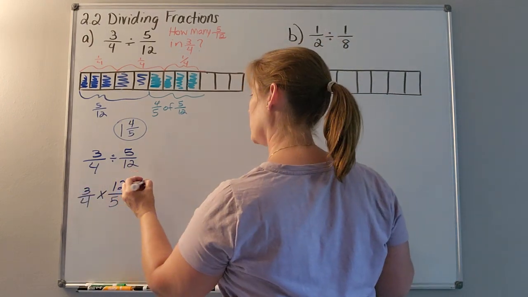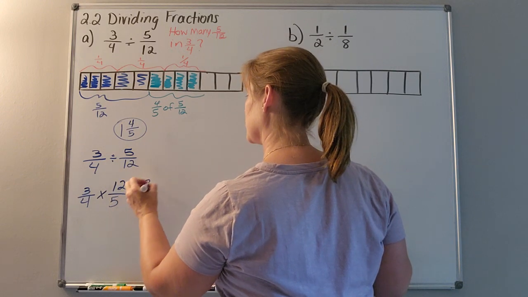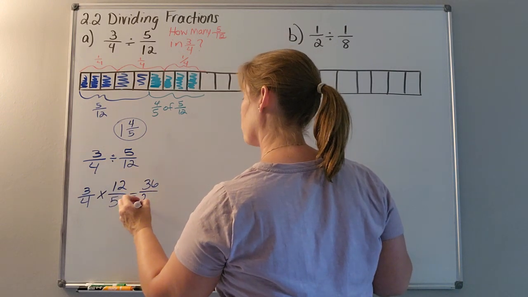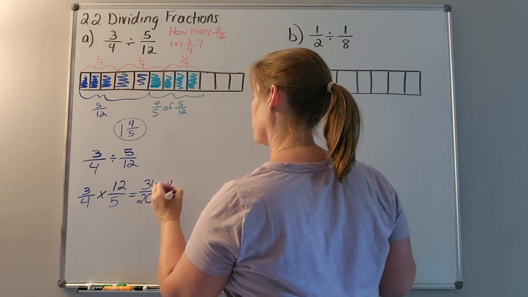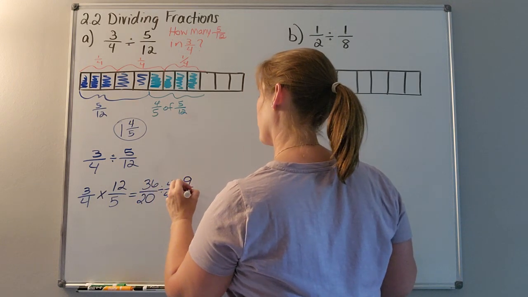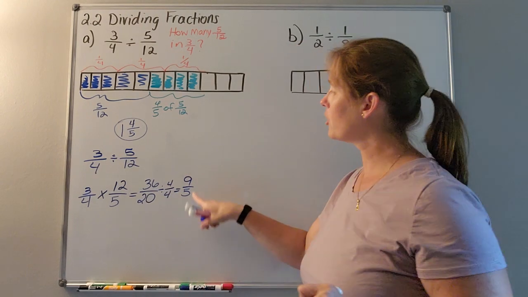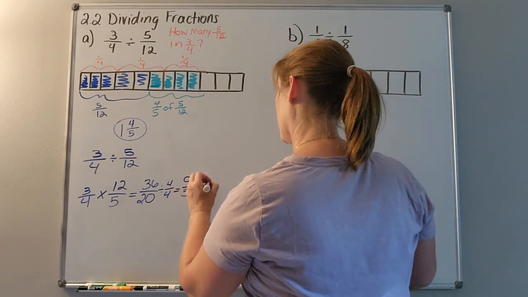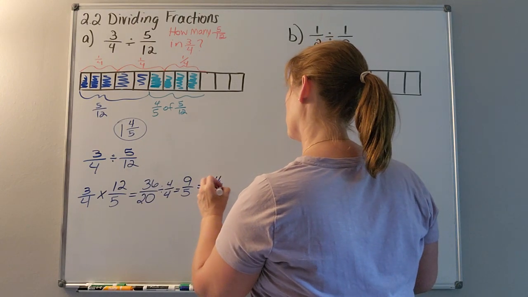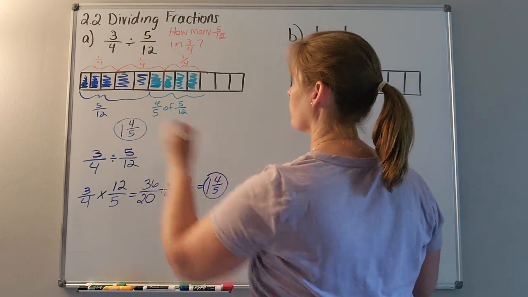12 times 3, or 3 times 12, is 36. 4 times 5 is 20. Let's reduce. 4 goes into both, so we have 9/5. How many groups of 5 are there in 9? That's right, there's 1. And how many are left over? 4. Look at that, 1 and 4/5.